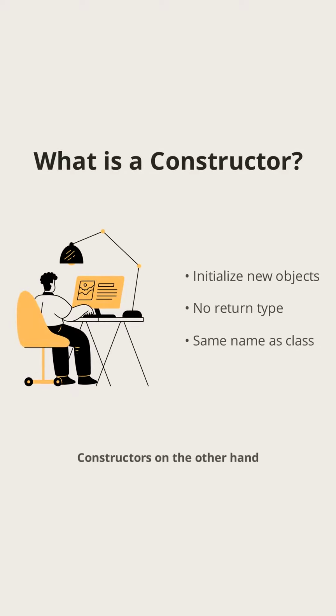Constructors, on the other hand, are special blocks of code used to initialize new objects. Unlike methods, constructors have the same name as the class and do not have a return type, not even void. When you create a new object using the new keyword, Java automatically calls the constructor to set up the object's initial state. Constructors can also take parameters, allowing you to customize how objects are created. However, they cannot be called like regular methods and are only invoked when an object is instantiated. This makes constructors essential for setting up your objects correctly from the start.